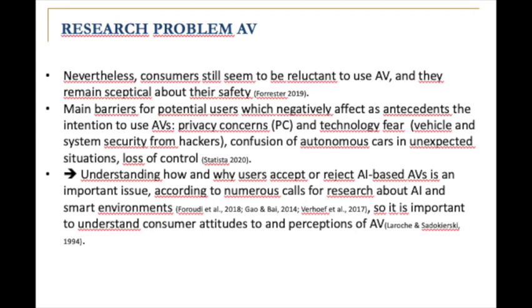So understanding how and why users accept or reject AI-based autonomous cars is an important research issue and gap. According to numerous calls for research in different journals about artificial intelligence and smart environments, it is important to understand consumer attitudes, perceptions, usage, and barriers to the use of autonomous cars. So this is a gap we want to close, or we intended to close, in our research and in our article.